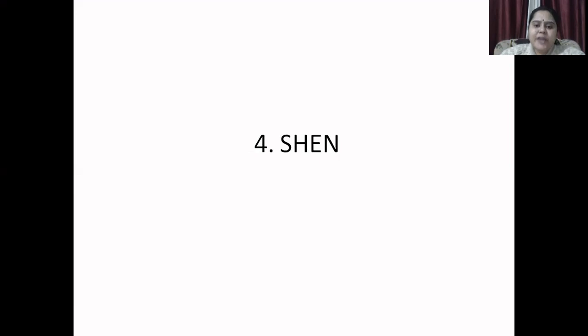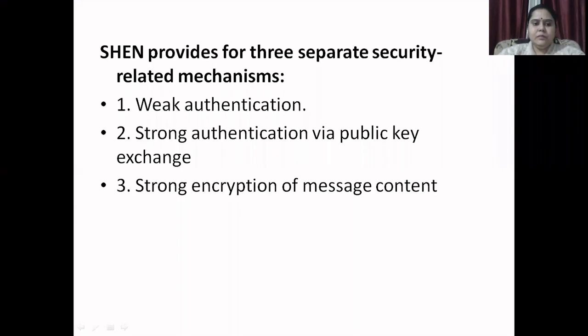Now, see what is Shen. Shen is a scheme proposed by Phillip Hallam-Baker of CERN. Like SHTTP, it is a high level replacement for the existing HTTP protocol. Shen provides for three separate security related mechanisms: weak authentication, strong authentication via public key exchange, and third, strong encryption of message contents.